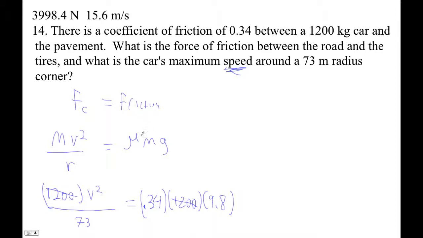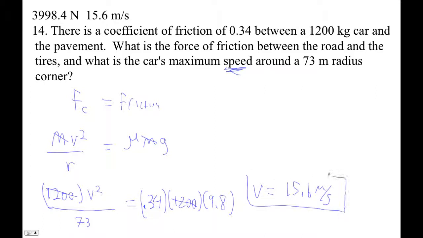The mass actually cancels out. You could even cancel it right there, but let's go with that. We're solving for v squared, so I start on this side: 0.34 times 9.8, and then I'm going to multiply by 73. That's going to be v squared. Then I'm going to square root that, raised to the 0.5, and v is 15.6 meters per second.